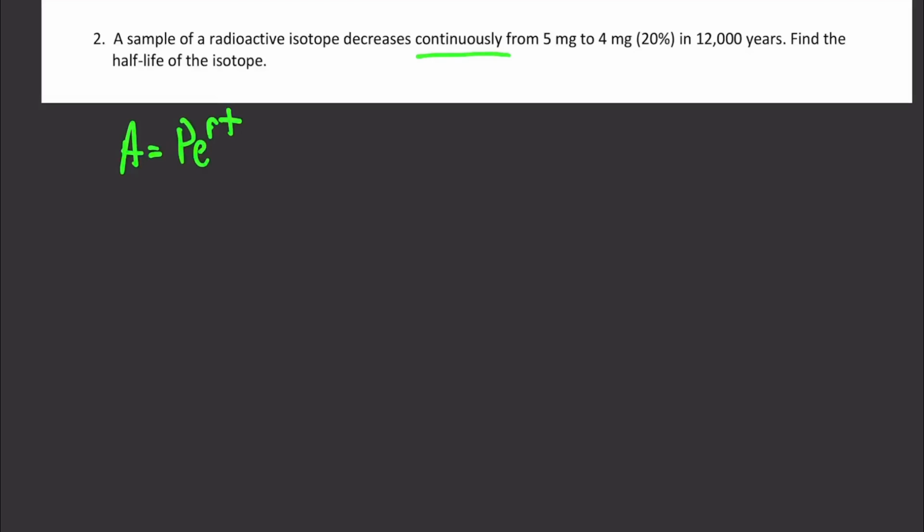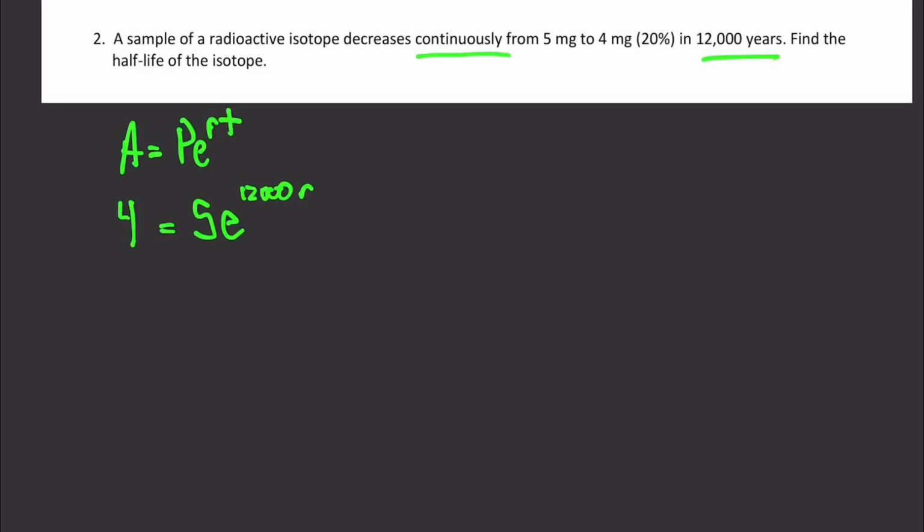So what do we know? It decays from 5 to 4. So my initial value is 5 milligrams. It's going to decay to 4. All right. E is E. The rate, I don't know. But I do know it takes 12,000 years. So my T is 12,000, and I'm going to be solving for R.